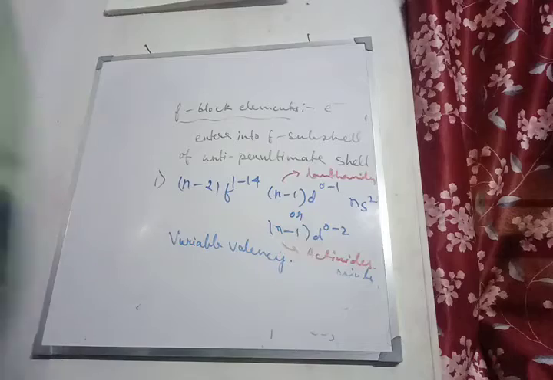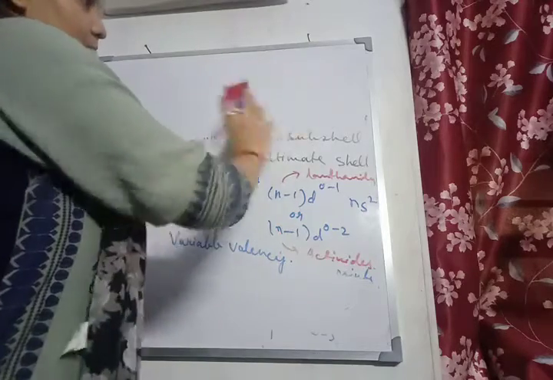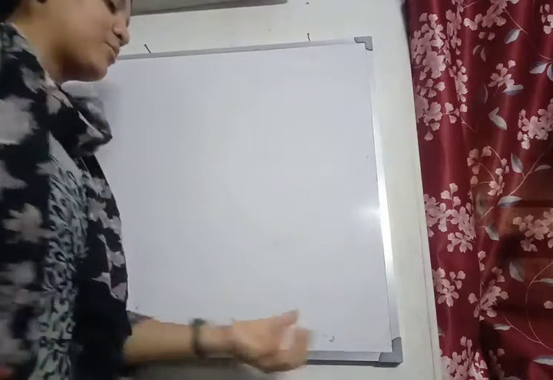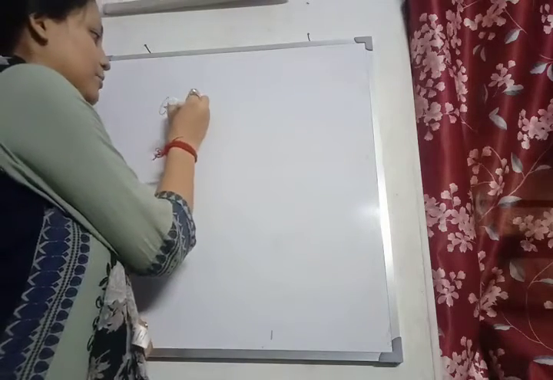Now, how to understand the group number from the configuration. Like period number we can easily understand. Basically it represents the number of shells, the higher principal quantum number. Now group number, how to understand?